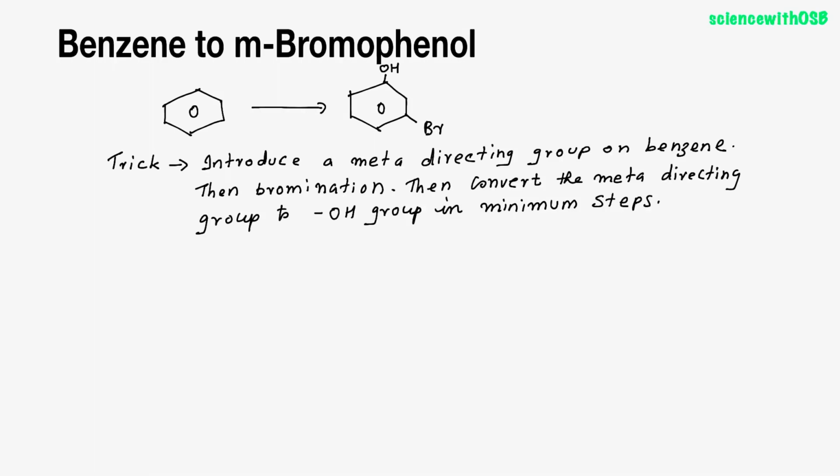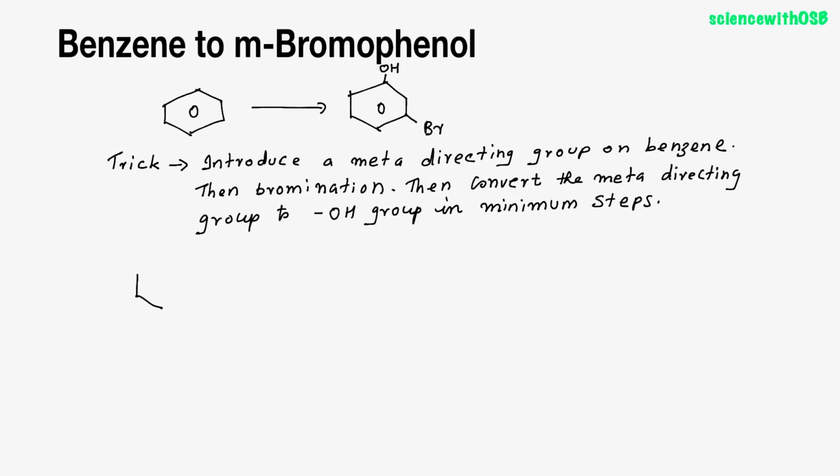Before starting the conversion, make a strategy to follow. See here, the strategy is you have to introduce a meta-directing group on benzene, say NO2 group. Okay, then brominate it. So what will happen? On the meta position, you will be getting bromine. Then convert the meta-directing group to OH group in minimum steps. Okay, let us start the conversion.